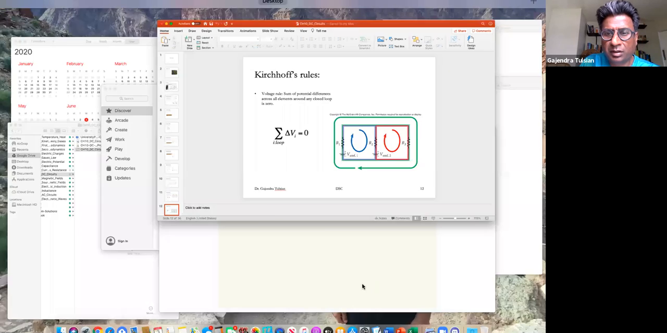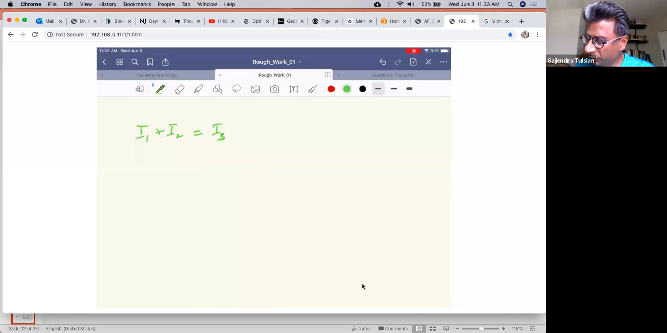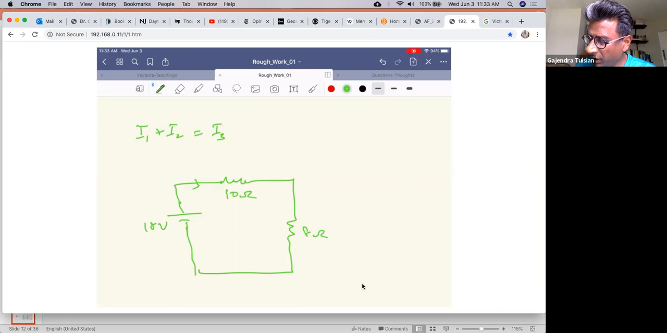So anyway, let me tell you what that means. Okay, so in this simple circuit, let's say this is an 18-volt battery. This point would be at 18 volts, and let's say this is 10 ohms, 8 ohms. Okay, and the current through this circuit will be 1 amp.